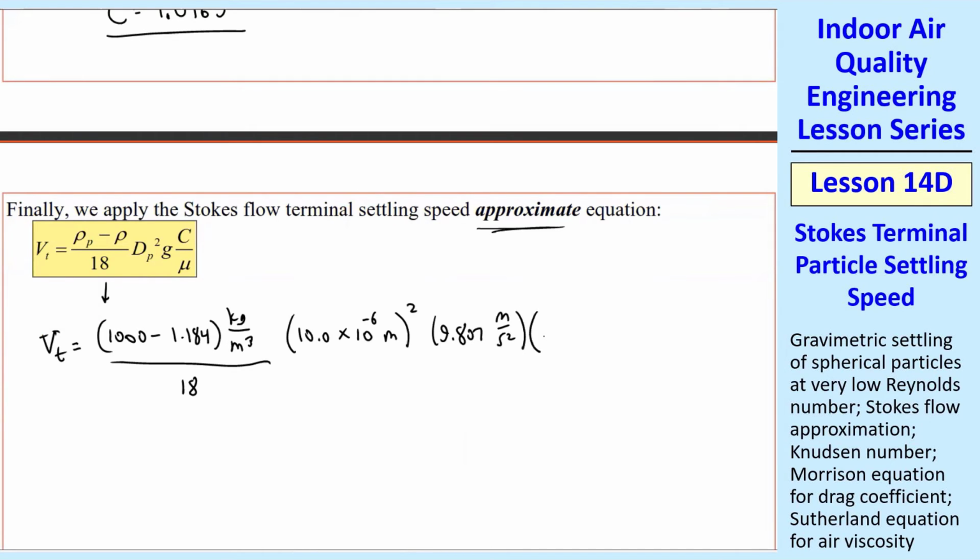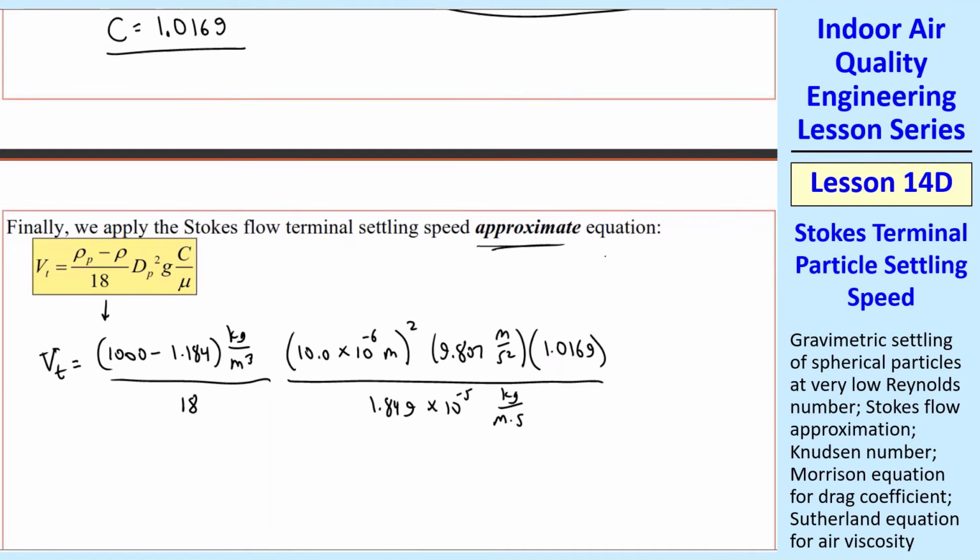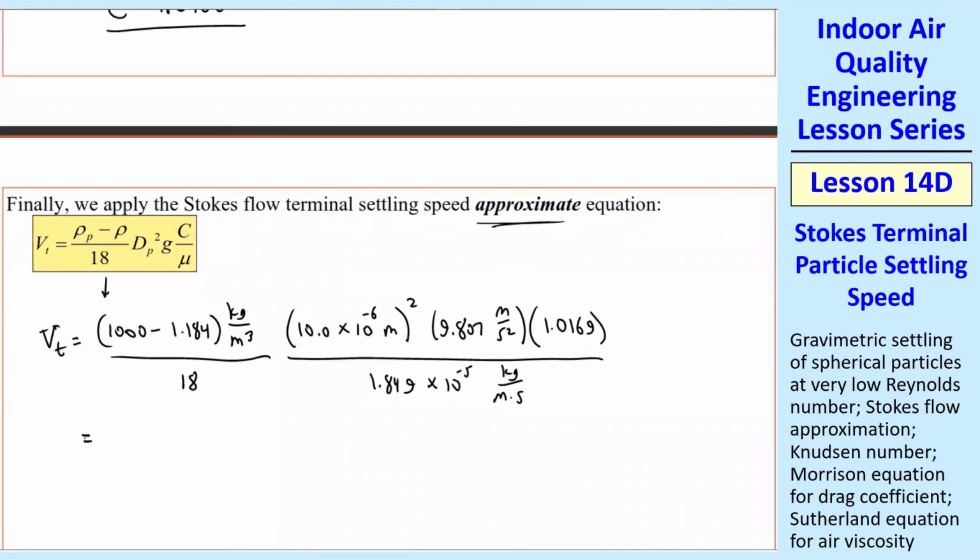And then our Cunningham, we just calculated at the top there, was 1.0169, unitless. And then there's a mu at the bottom, 1.849 times 10 to the minus fifth kilogram per meter second. Work out all the units. They turn out to be meters per second. And if you plug this in your calculator, you get VT is 0.00299, 3 significant digits, meters per second.